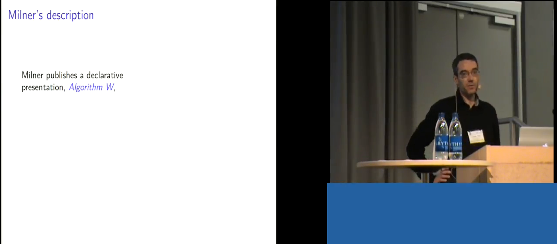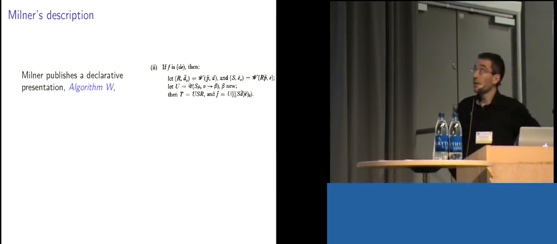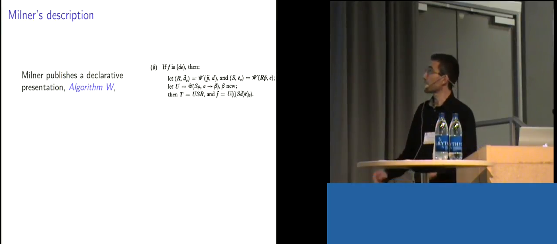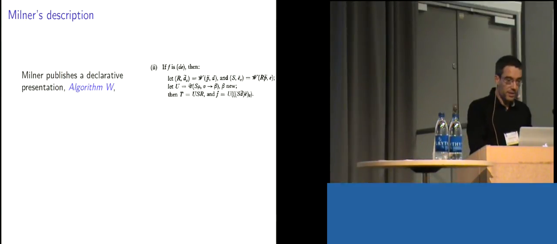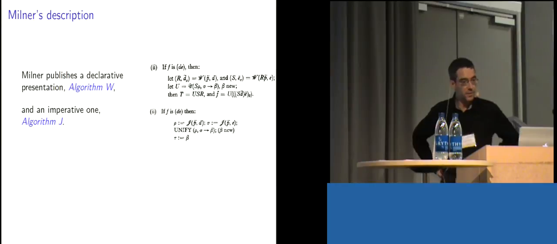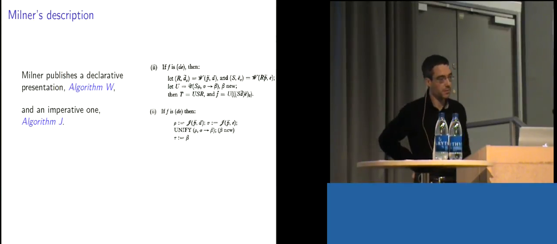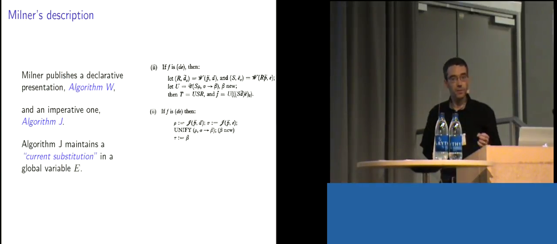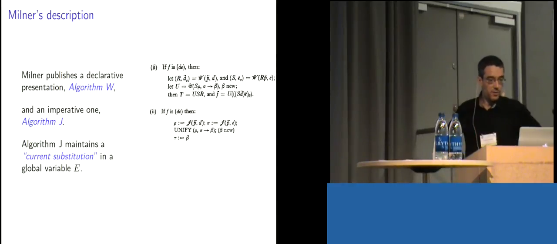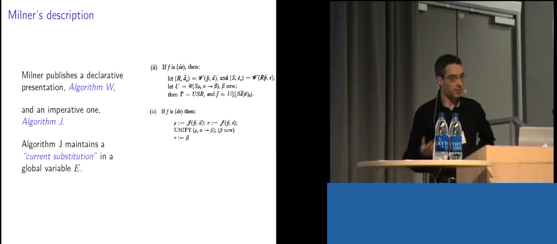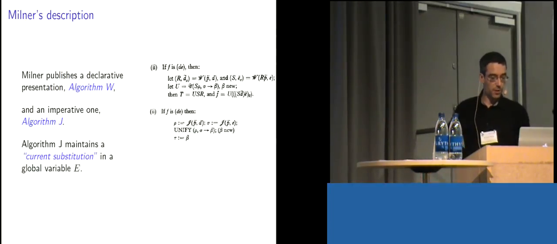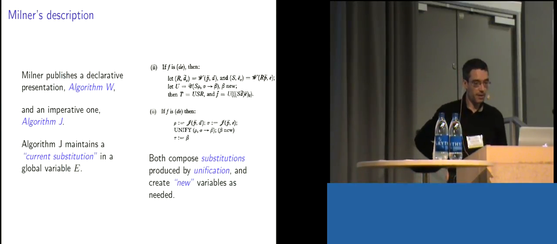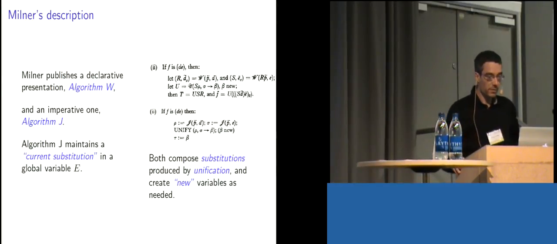W was slightly more declarative, it was purely functional, and it manipulated substitutions and compositions of substitutions, so it was slightly messy, even though it was very brilliant. And J looked slightly more friendly, a bit closer to what you would write when you actually implemented the algorithm. And the reason for that was that there was a global variable which contained the so-called current substitution, and this allowed most of the code to be written in a rather readable style, even though the two algorithms are really the same at heart. They both work with most general unifiers and compositions of them, and they create new variables, whatever that means, when needed.